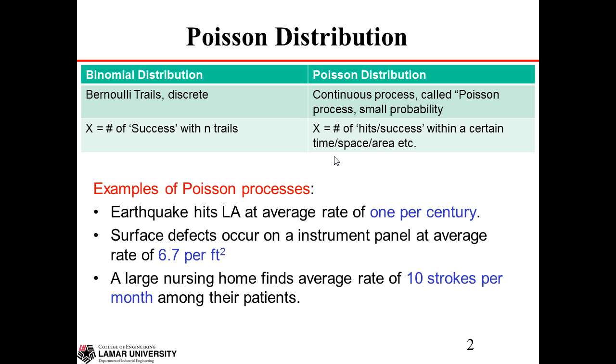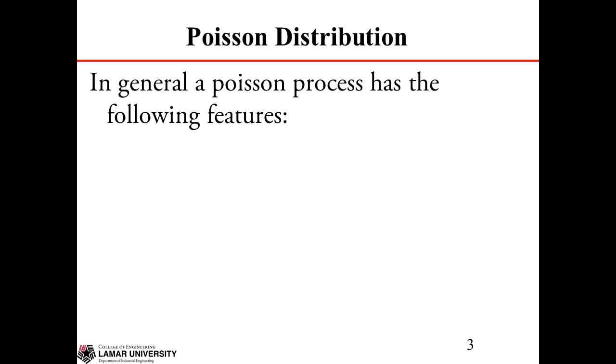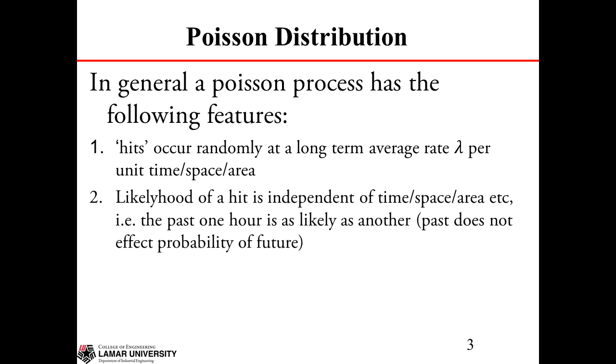This kind of event or process we call a Poisson process, and the probability associated with this kind of process is the Poisson distribution. In general, a Poisson process has the following three features. First, the hits or successes occur randomly at a long-term average rate of lambda per unit time, unit space, or unit area, depending on the situation.